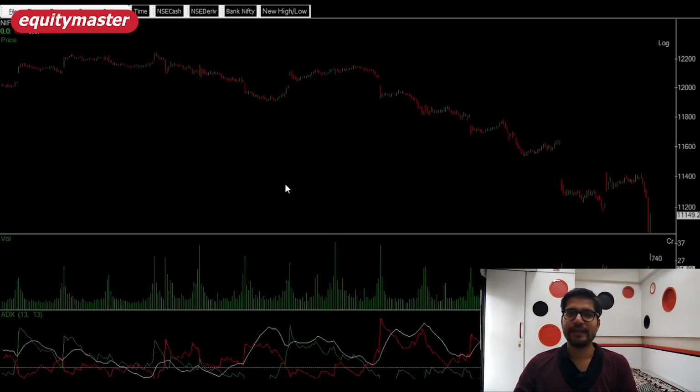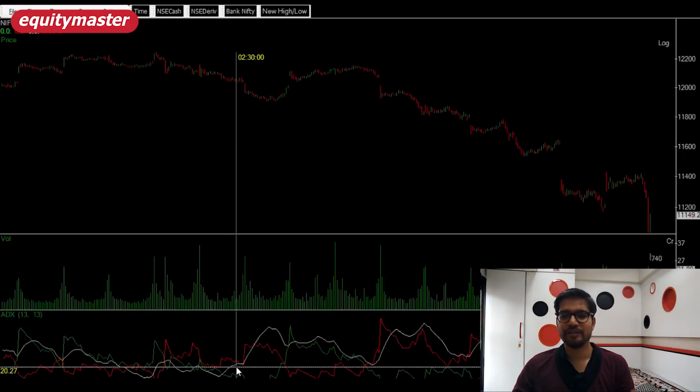Now ADX is an indicator which tells you the strength of the trend. It does not tell you whether the market is moving up or down, but it tells you whether there is strength in the market or not. So the white line that you can see out here tells, if it is trading above 20, that there is strength in the market or there is strength in the ongoing trend. And if it is trading below 20, then it would suggest that there is limited trend.